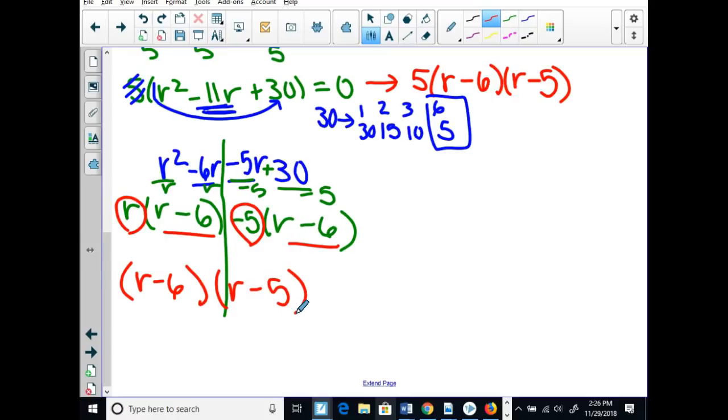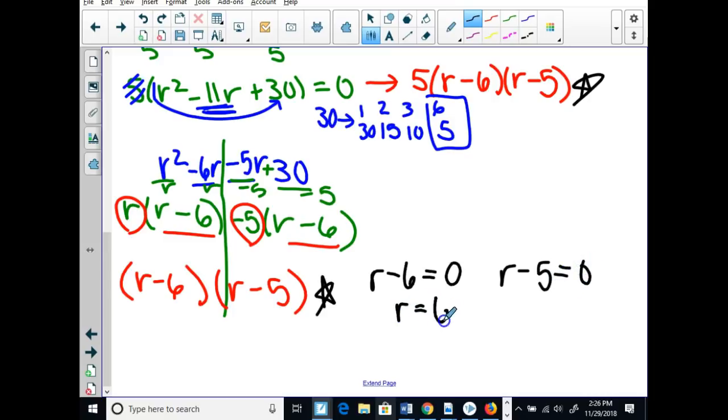That's step 2. So either through guess and check or through the long way, I don't care. Once you have your factors, you set them equal to 0. r minus 6 is equal to 0. r minus 5 is equal to 0. r is equal to 6. r is equal to 5.